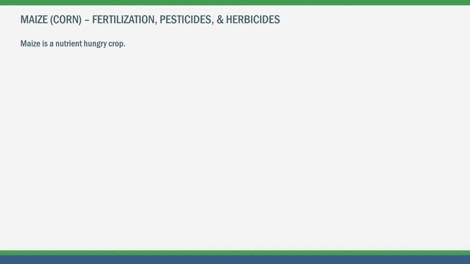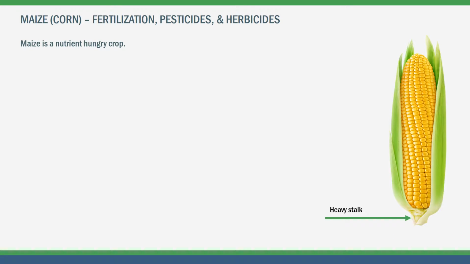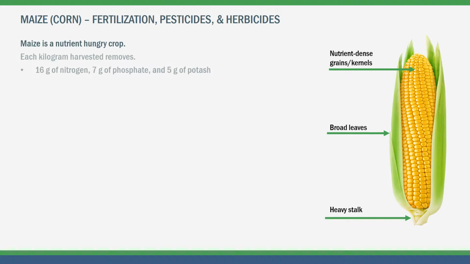Maize is a very nutrient-hungry crop. Each corn plant produces a heavy stalk with a large number of broad leaves, usually grown in a relatively short period of time, and results in nutrient-dense grains or kernels. For each kilogram of maize that is harvested, the soil will lose approximately 16 grams of nitrogen, 7 grams of phosphate, and 5 grams of potash, which will need to be replaced through some form of fertilization, which is usually chemical fertilizers.